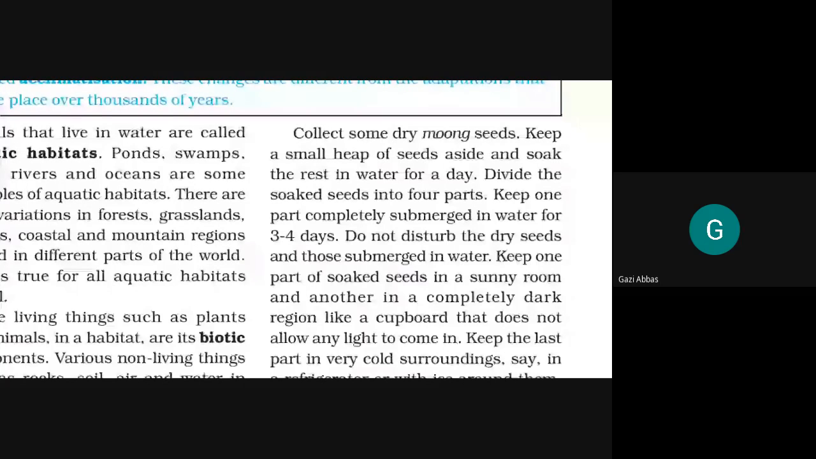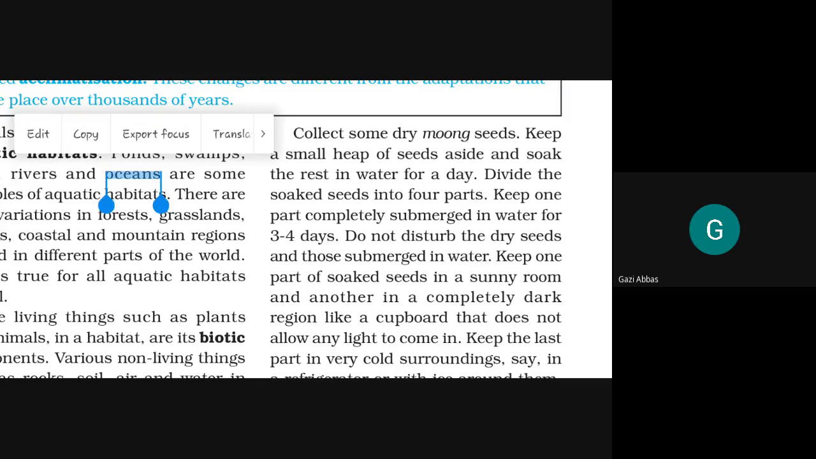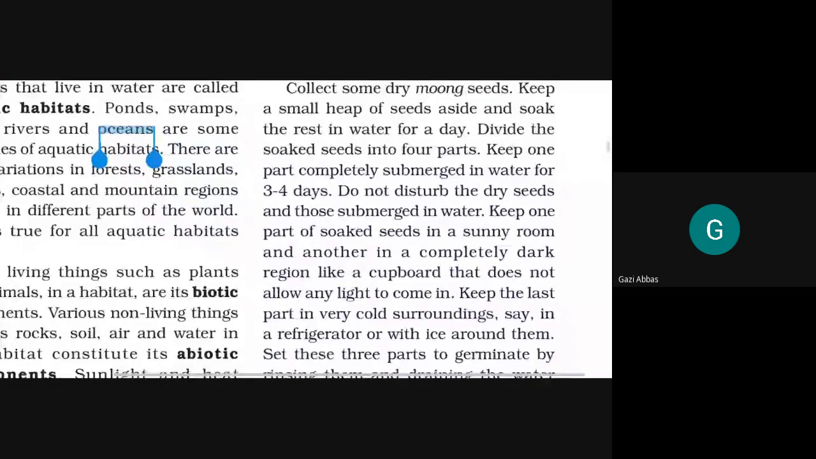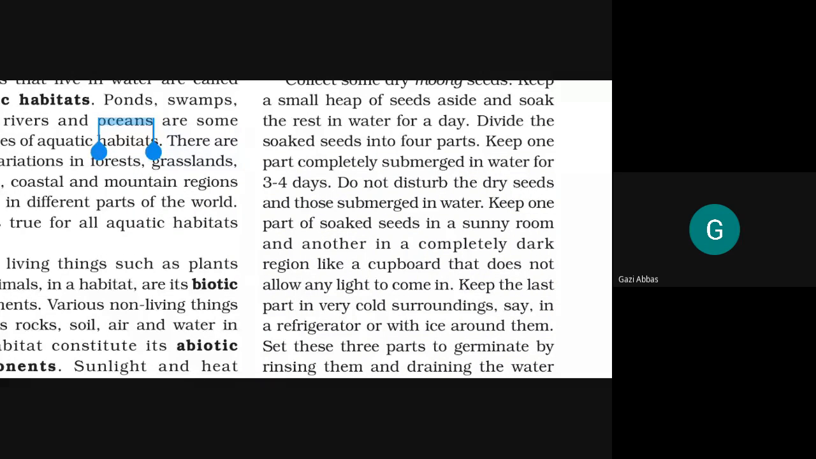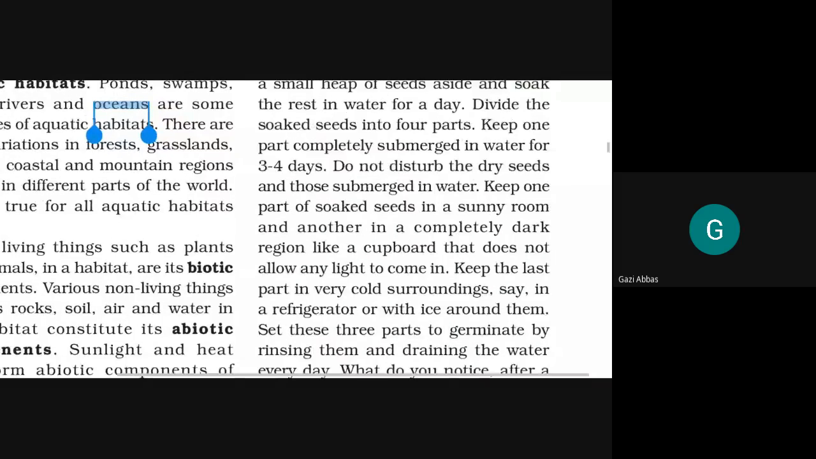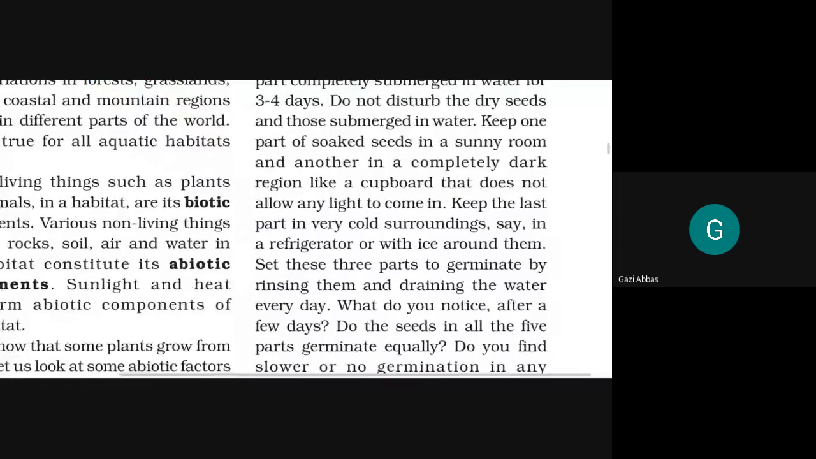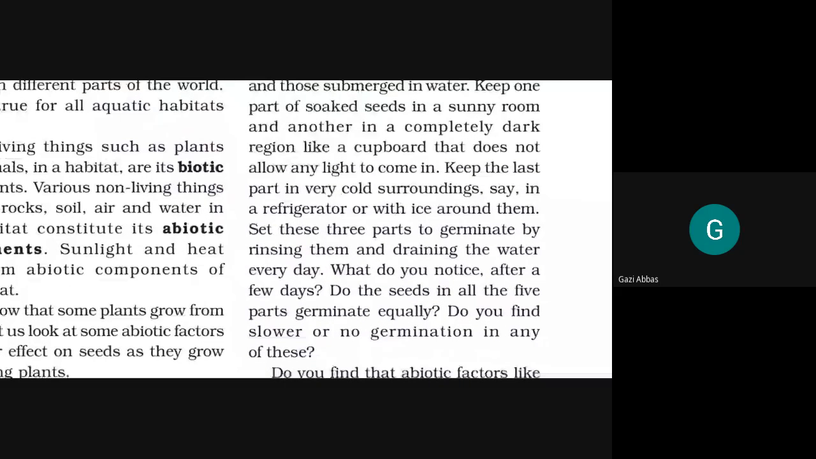Submerge in water. Keep one part of the seeds in a sunny room and another in a completely dark region, like a cupboard that does not allow any light to come in. Keep the last part in very cold surroundings, say in a refrigerator or with ice around them.